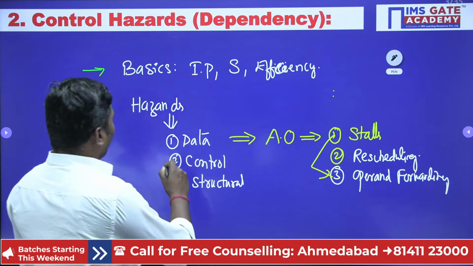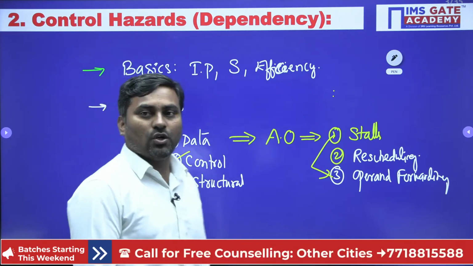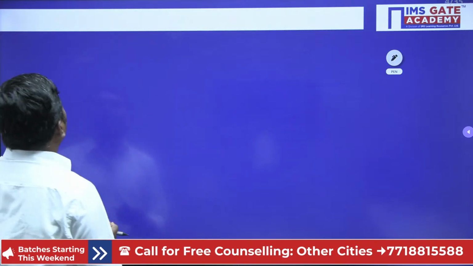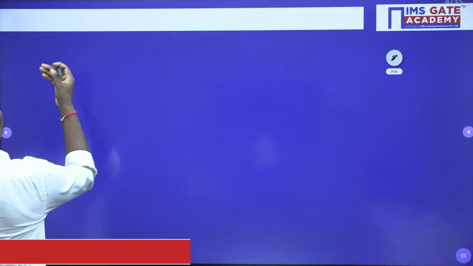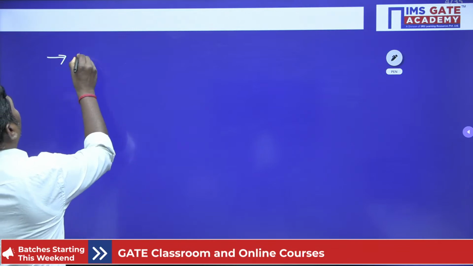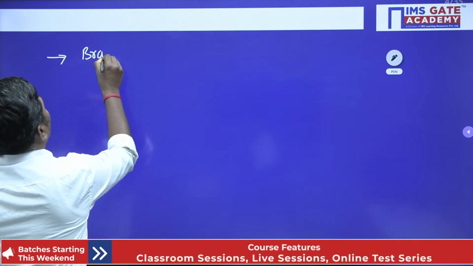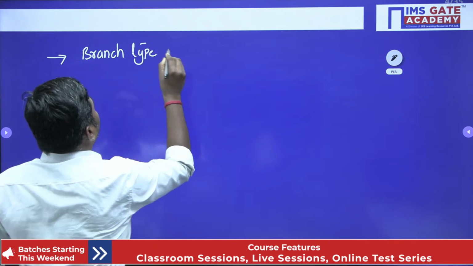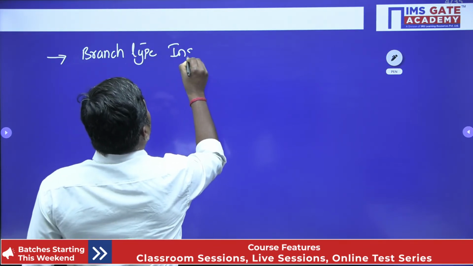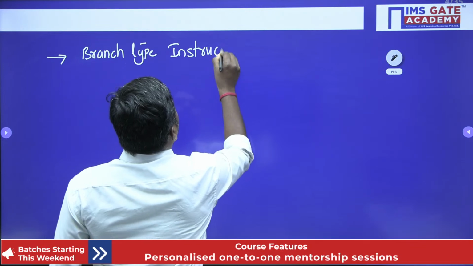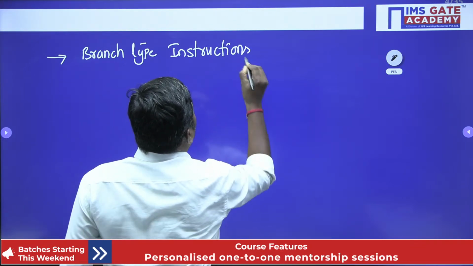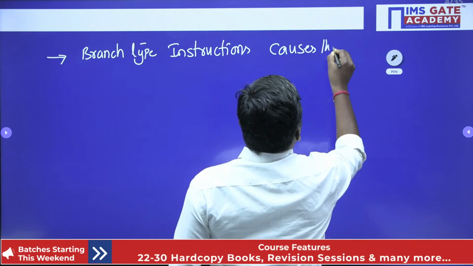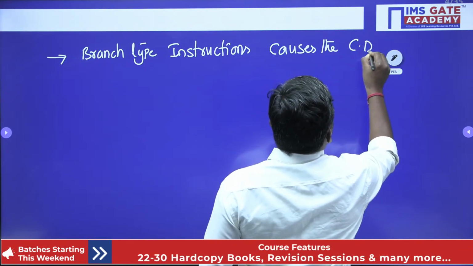Now let us focus on control hazard or control dependency. Please understand and observe this, all of you. Branch type instructions cause control dependency. CD means control dependency.